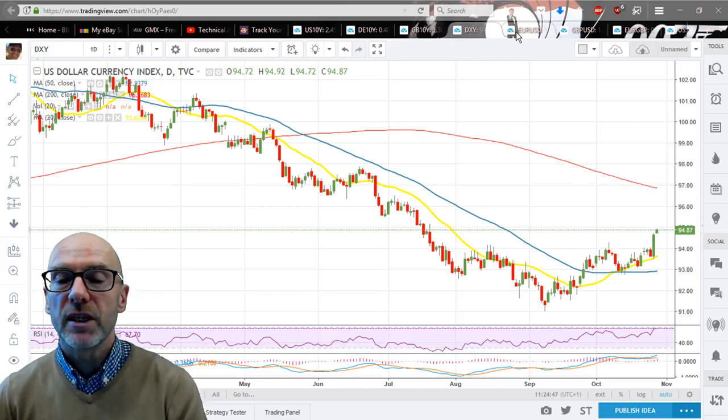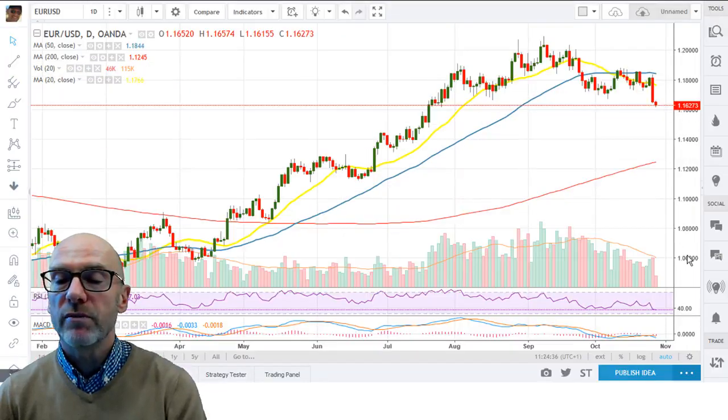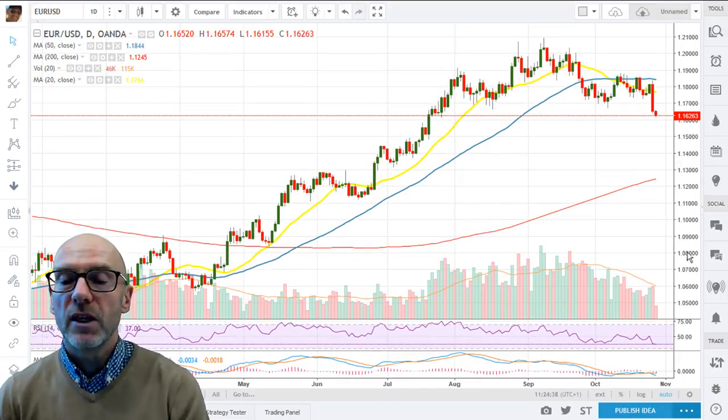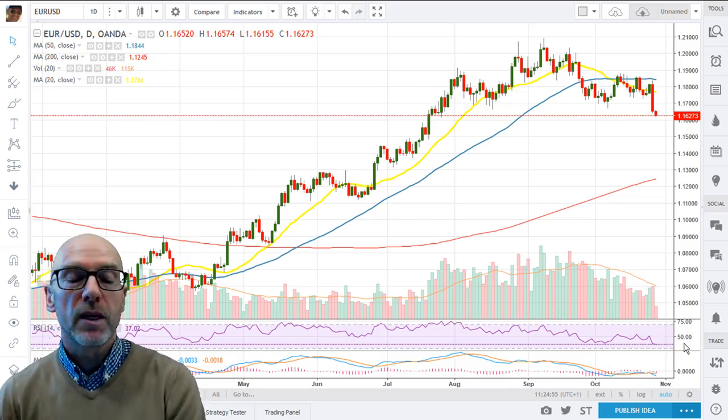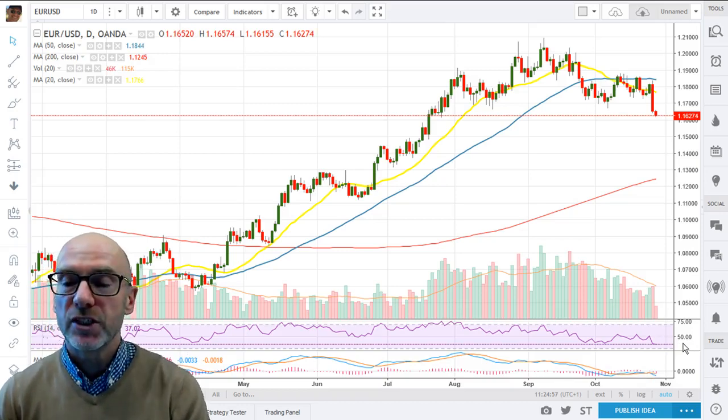Looking at the euro versus the dollar, and euro strength, which we've seen through the year, has now collapsed. We've broken the uptrend and now we are creating a downtrend. It's down below the moving averages, which will be resistance to any rally, and on the euro we have got negative momentum, RSI down at 37.